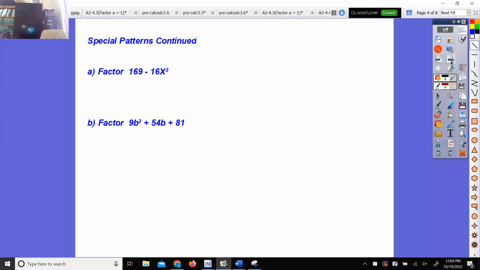Factor 169 take away 16x squared. Which of those 2 special patterns is this going to be? The difference of 2 squares, or the perfect square? It has 2 things, kids. Ross said perfect square. Perfect square has how many things? 3. Difference of 2 squares has 2. It's got to be a difference of 2 squares pattern. All right, so I'm going to write that down just for reference to myself and for y'all. How does a squared minus b squared factor? A minus b, a plus b.